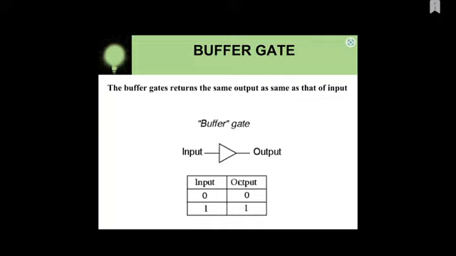And coming to the buffer. The buffer gives the same output as the input. Whatever input we give, that output we get. If the input is 0, the output is 0. If the input is 1, the output is 1.